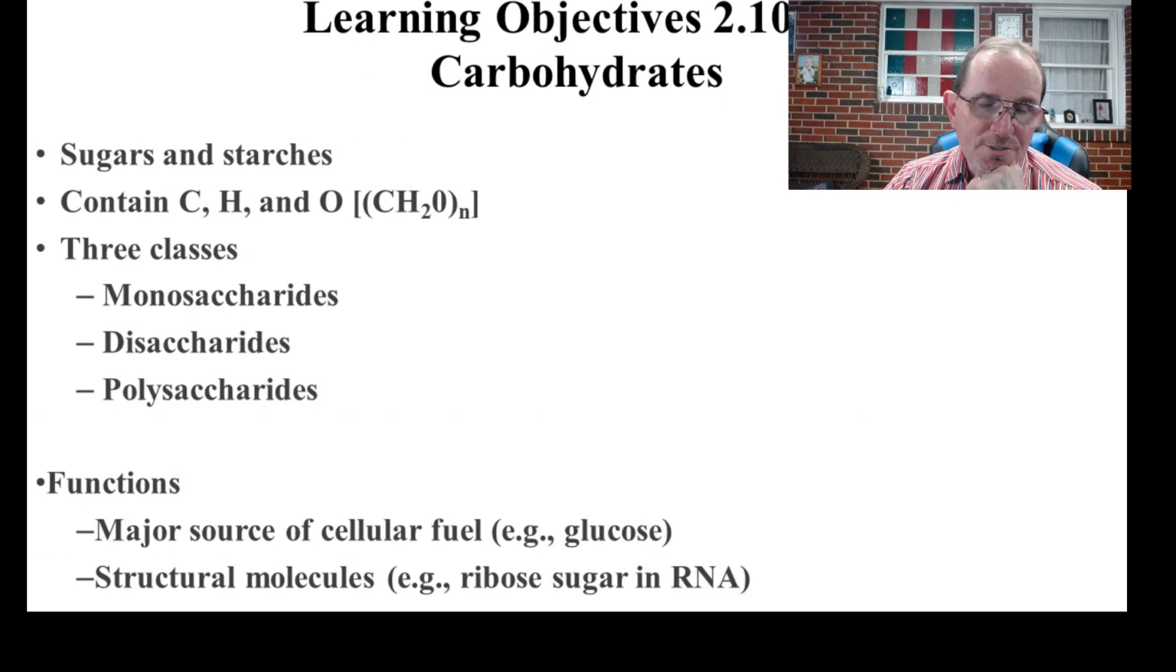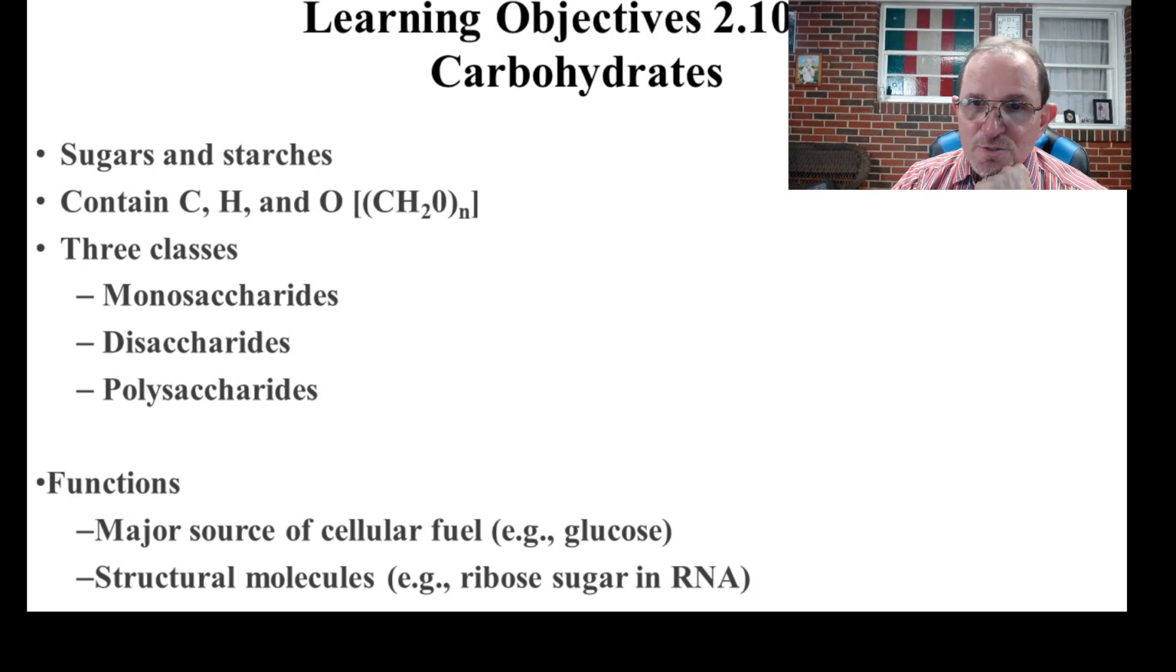Okay, carbs, sugars, and starches. Now here's an interesting little factoid. Carbon, hydrogen, and oxygen make up these sugars. However many carbons you have, you're going to have twice as many hydrogens, and the same number of oxygen. A good example is glucose, which is C6, so I would expect the H to be 12, 2 times 6, and the O would be the same as the carbon, 6.